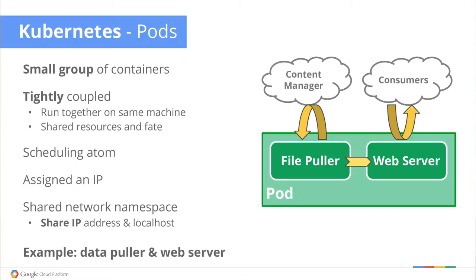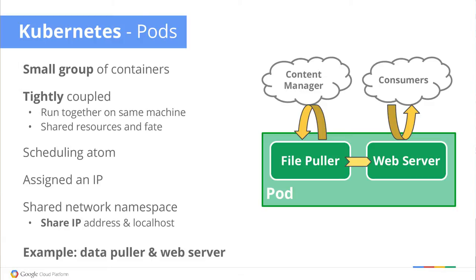So your web server serves static contents, and we have something that grabs that static content from some distributed storage and periodically updates the web server. These are two things that, if they were not to both run at the same time together, it wouldn't make sense to run them. Our front ends and our back ends, we can load balance them separately and scale them separately, so they don't necessarily need to run in a pod.